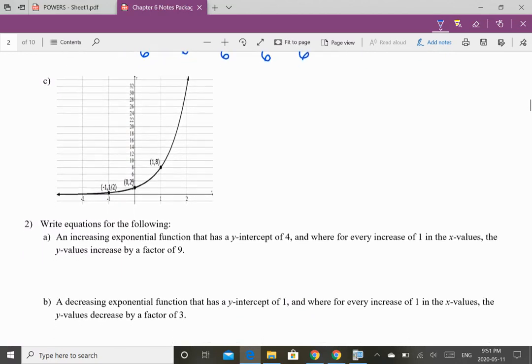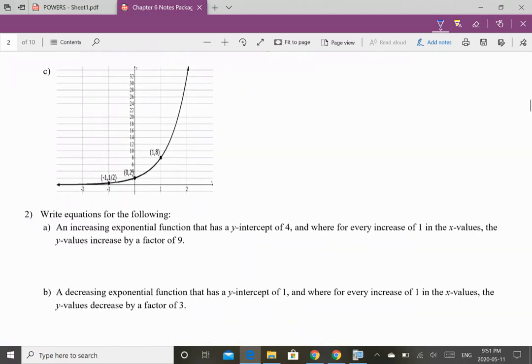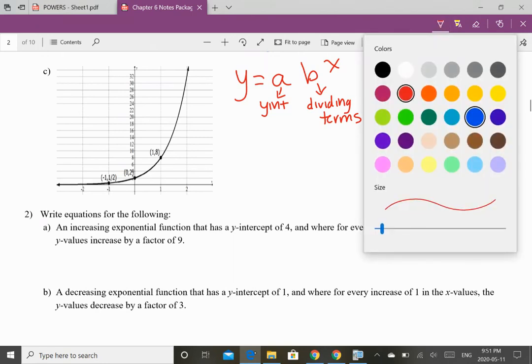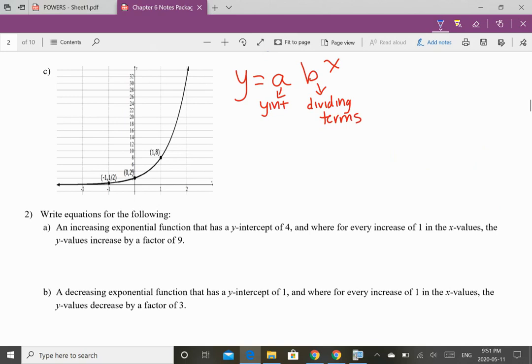Part C looks different, but it is the exact same thing. It's just given to us in graph form rather than in the form of a table. Y equals A times B to the x. A is still going to come from our y-intercept. B we're still going to find by dividing consecutive terms. Our y-intercept is where the graph crosses the y-axis, or where x is equal to 0. There it is right there.